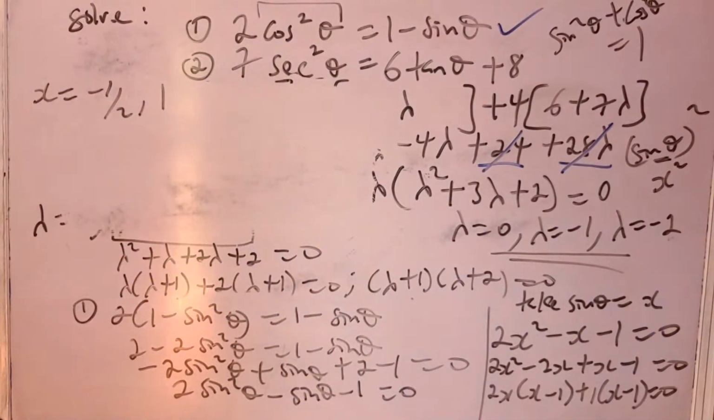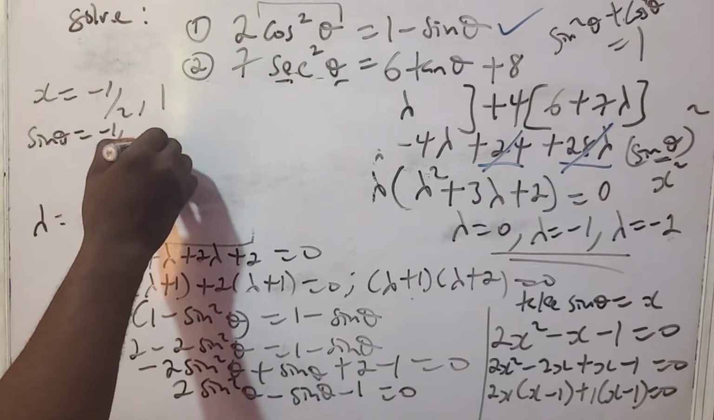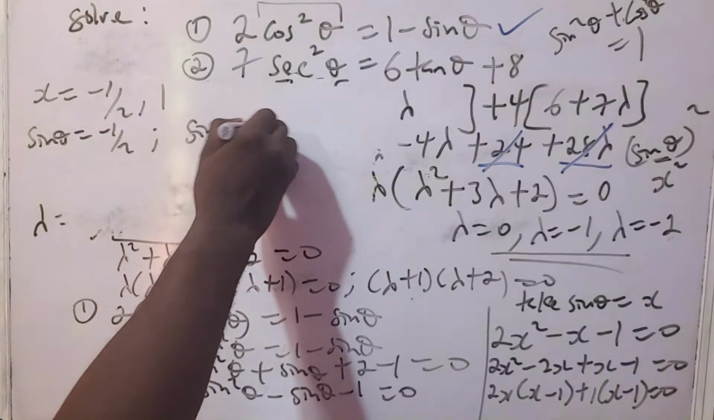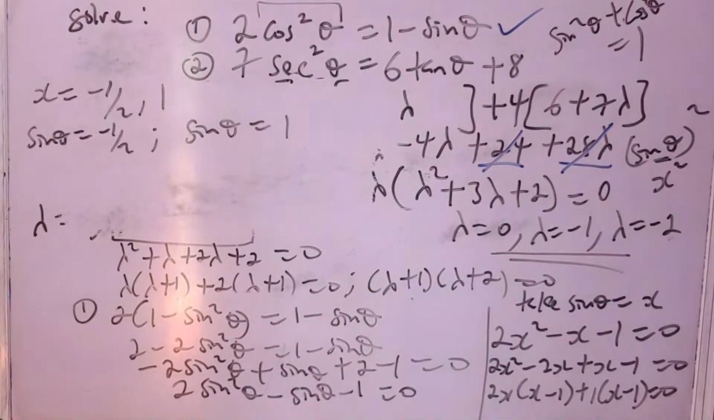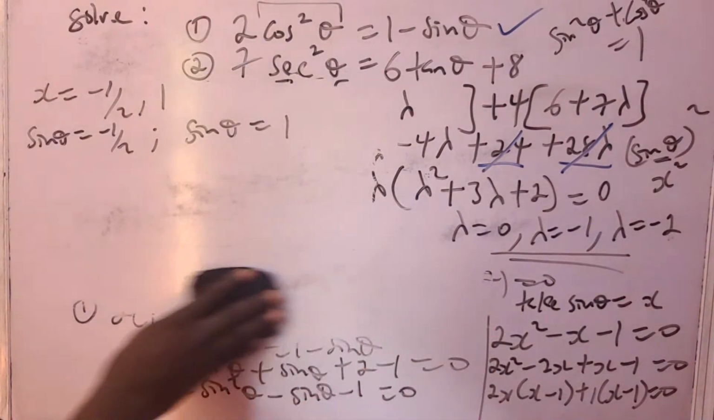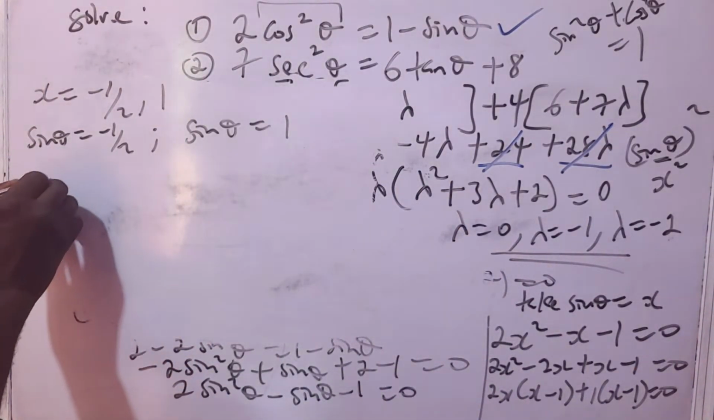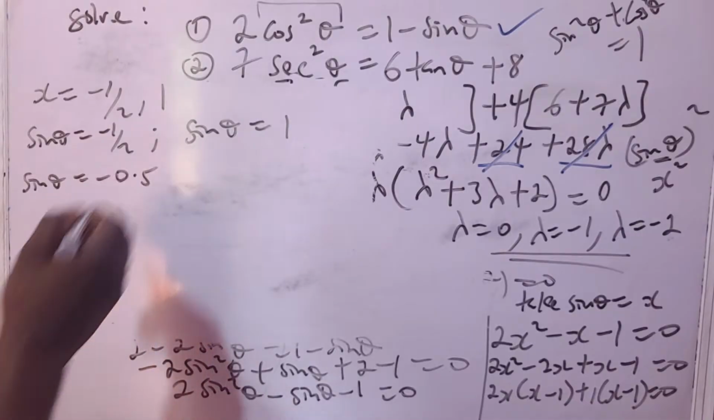So now don't forget that we had our sine theta being x. So that means we are saying sine theta is equal to -1/2, and we are also saying sine theta is equal to 1. Alright? So you have to solve this separately, and you have to use your idea of angle of any magnitude. So using the idea of angle of any magnitude, this is obviously sine theta equals -0.5, alright?